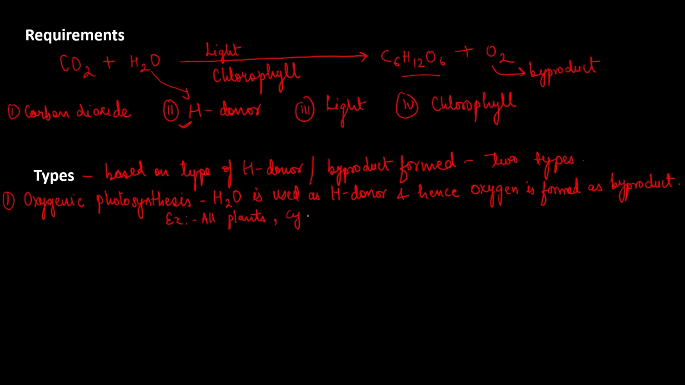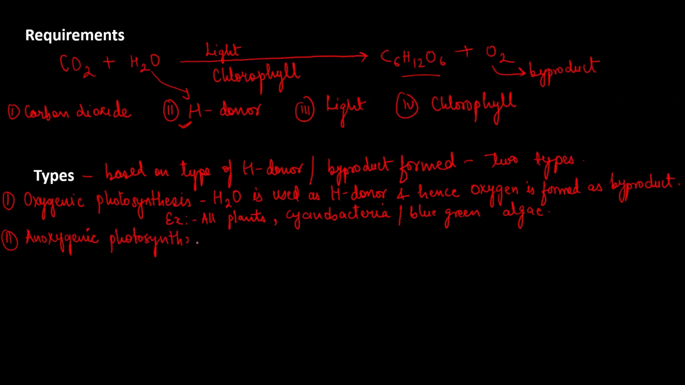and in bacteria, this cyanobacteria, also known as blue-green algae. So these are the plants and cyanobacteria that lead to the oxygenic photosynthesis. Now, the second type of photosynthesis is anoxygenic photosynthesis.